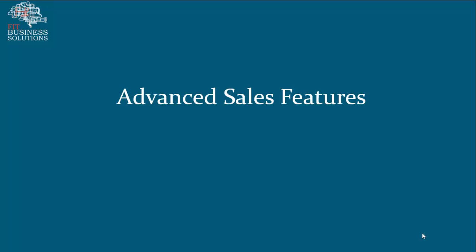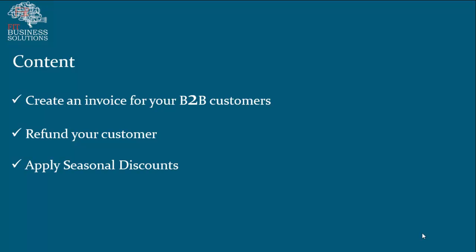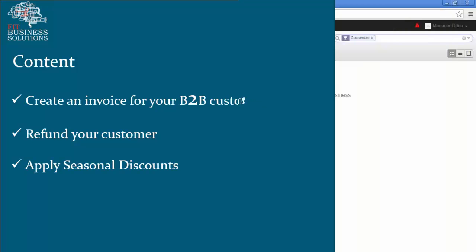In the previous video, we have seen how to sell products with Odoo point of sale quickly and simply. In this video, we are going to see more advanced features of the Odoo point of sale app. First, I'm going to show you how to create an invoice in case your B2B customers ask you for one. Then, I'm going to show you how to actually manage a refund in Odoo. And then we'll see how to use price lists to apply seasonal discounts in your shop.